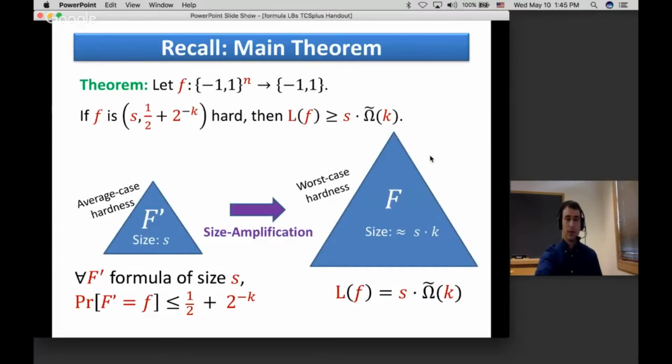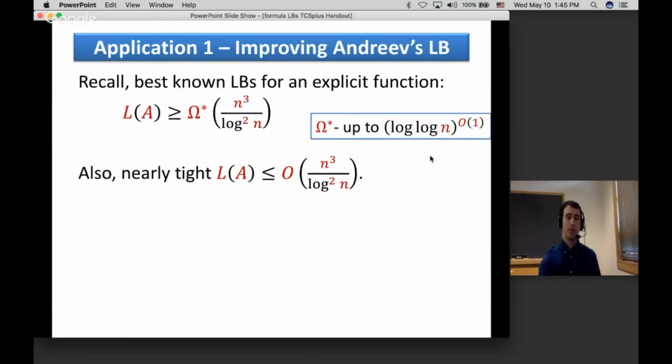Okay, so now we reach the third part of this talk, and I will describe 2 applications. The first application is improving Andreev's lower bound. Recall that the best known lower bound was for the Andreev function, and this was n cubed over log squared n. Now I'm ignoring log factors. And this lower bound is nearly tight because for the Andreev function, we have the upper bound n cubed over log squared n. And we will see this function in the next slides.